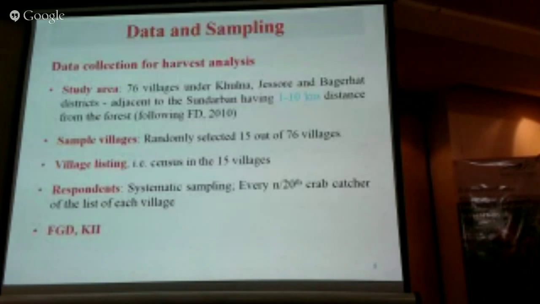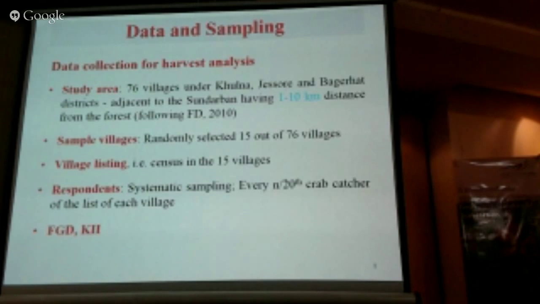So for the first research question, we conducted a survey in the coastal areas of three districts, I mean Satkhira, Khulna and Bagerhat districts. For this study, we followed the Forest Department's 2010 publication. In that publication, they considered 76 villages of the three districts, which are located 1 to 10 kilometers adjacent to the Sundarban. Those 76 villages are considered as the population of this study. Among those 76, we randomly selected 15 villages.